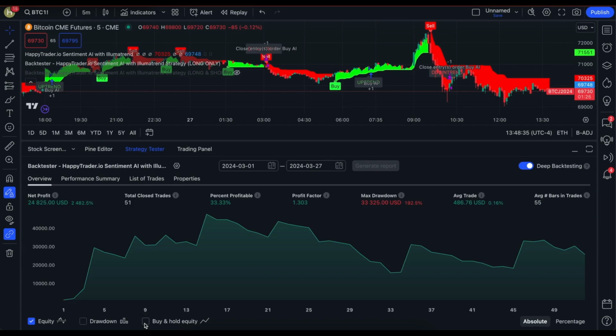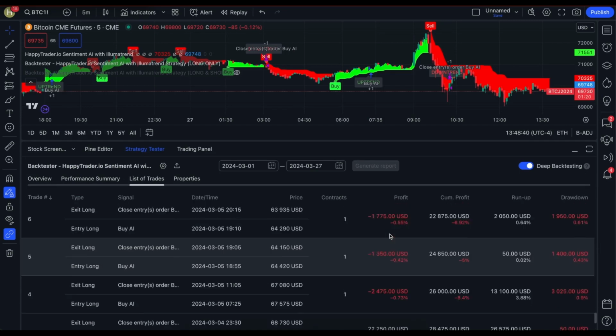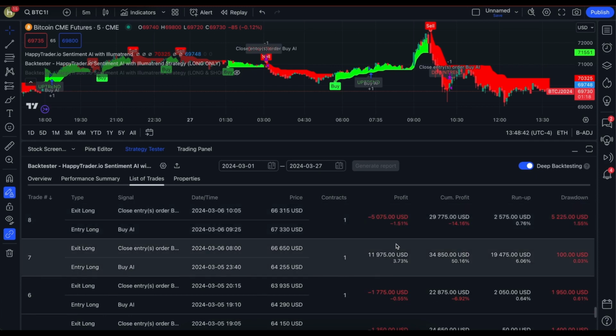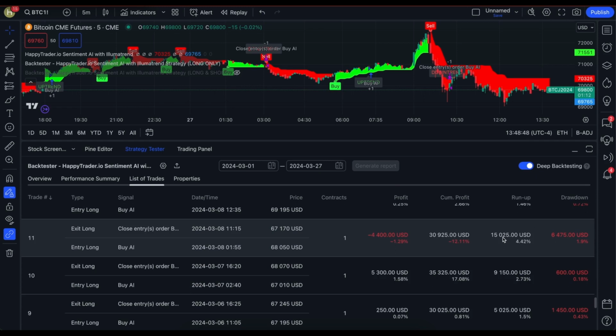So we're going to go back into the strategy tester, and you can see the list of trades, just absolutely monstrous trades and lots of wins here. And then again, run ups on our losers. Look at that one there, $15,000 run up on a $4,400 loser, just holding the trade, right?